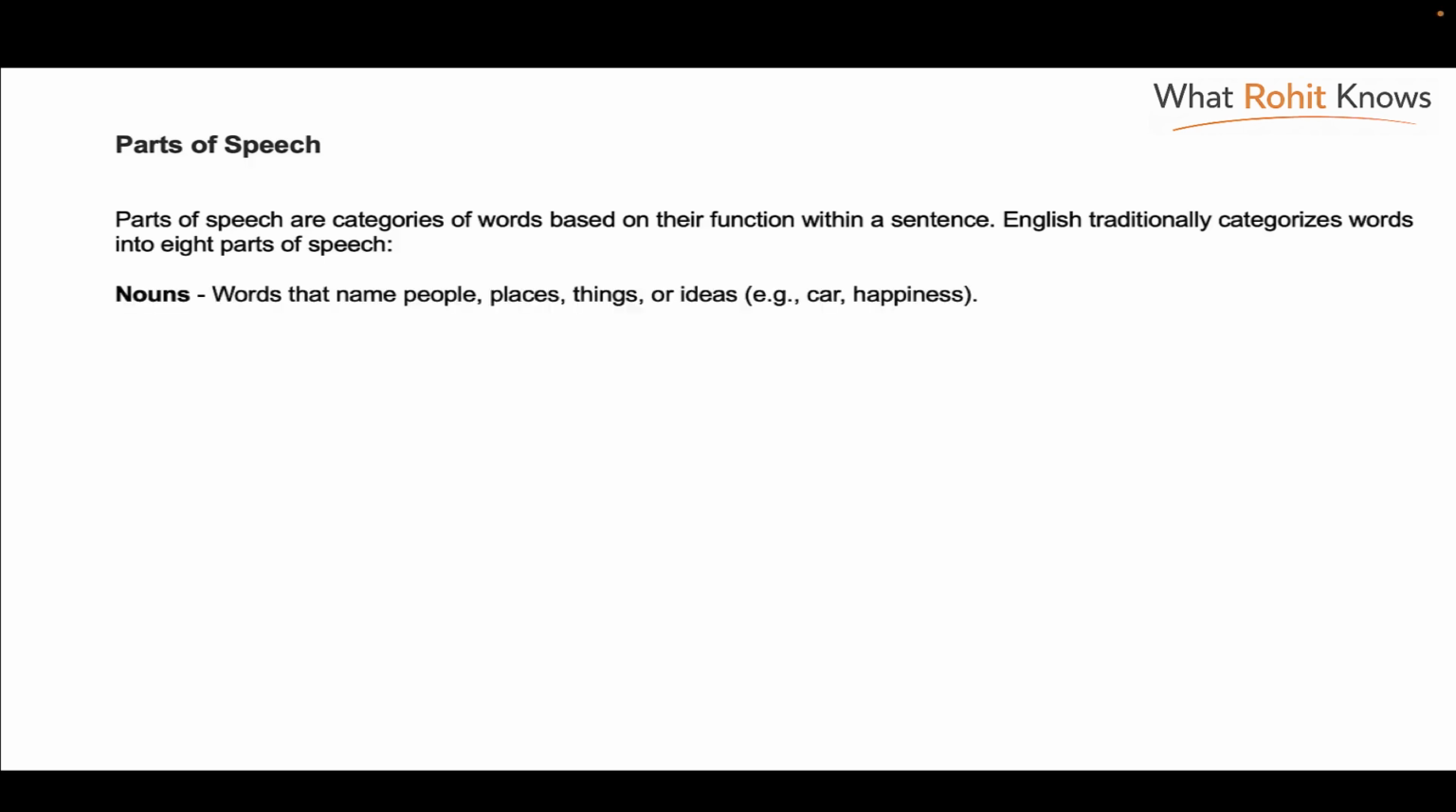The first is noun. Words that name people, places, things, or ideas. For example, car, happiness. He bought a car. So car there is a noun. Usually people, places, things, or abstract concepts like happiness, these are nouns.